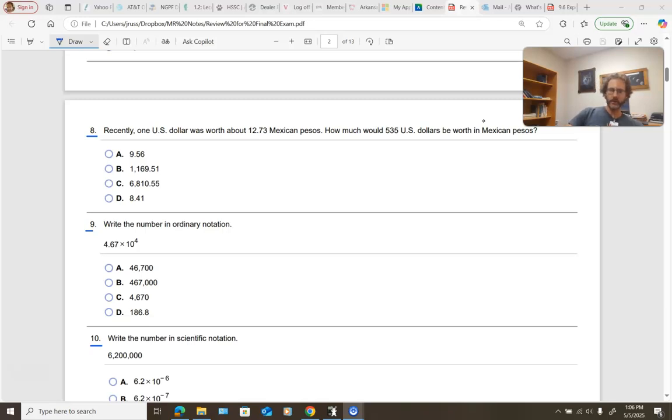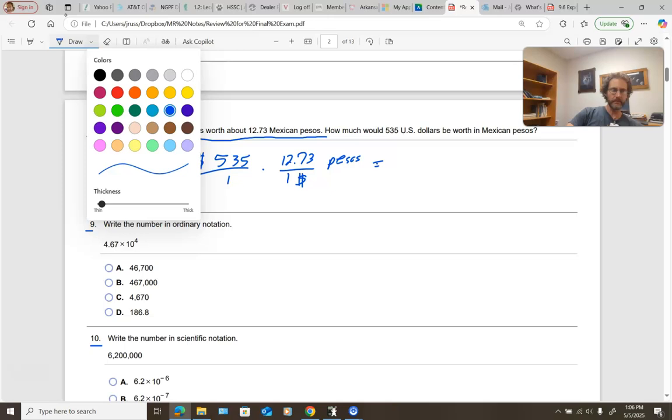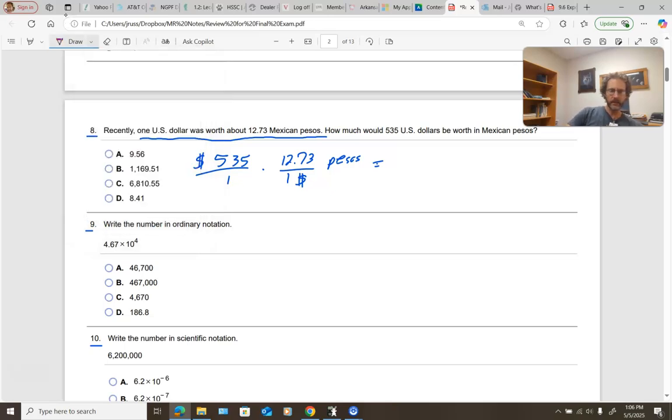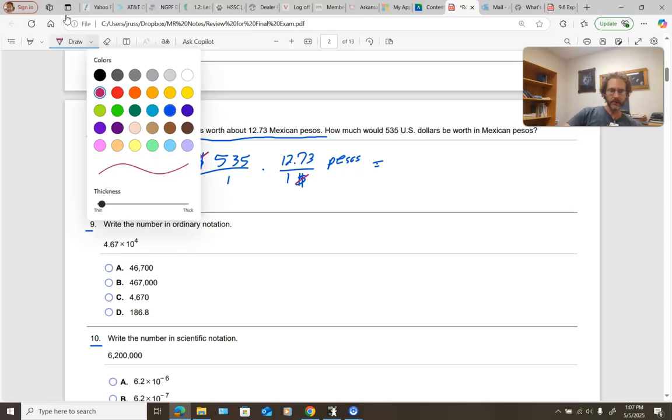So guys, we start out with the $535. Okay? And this is our conversion factor right here. $1 is equal to 12.73 pesos. Okay? So your US dollars are going to cancel and divide out. And we're going to be left with pesos.